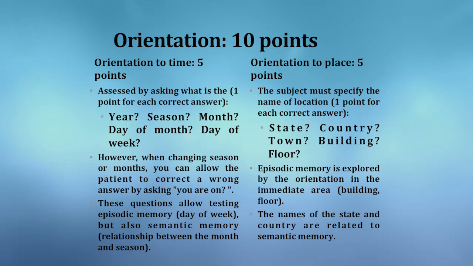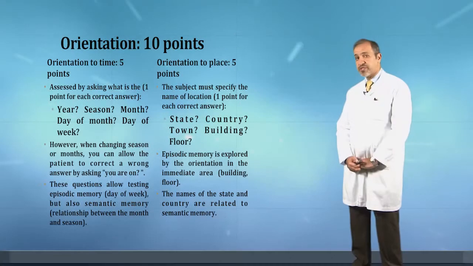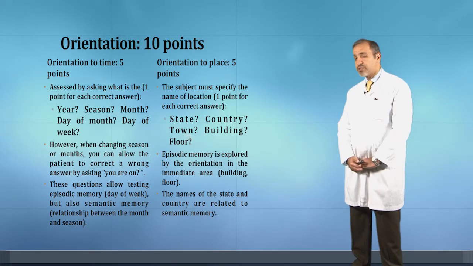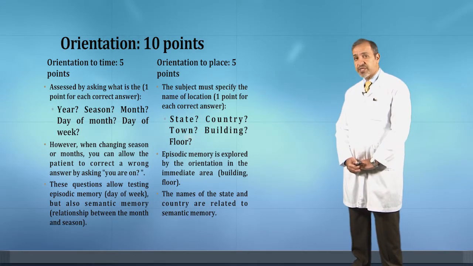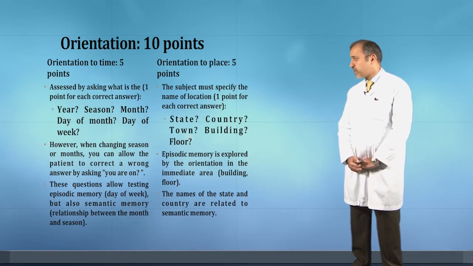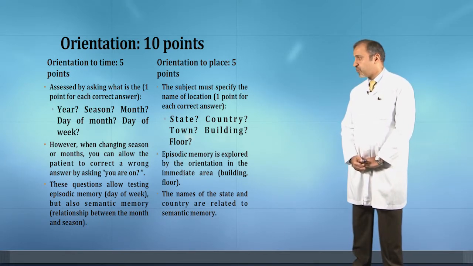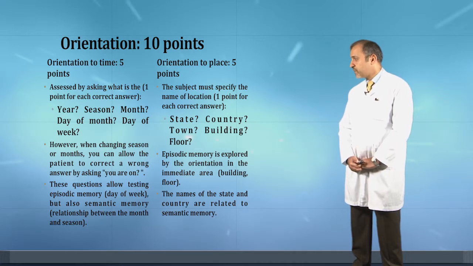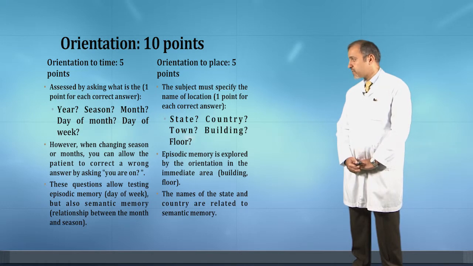When we look at orientation to place, this consists of 5 points, and the subject must specify the name and the location, 1 point each for the state that he's in, the county, the town, the building, and the floor. This mainly tests episodic memory and explores the orientation in the immediate area, as well as the name of the state and county, which looks at semantic memory.